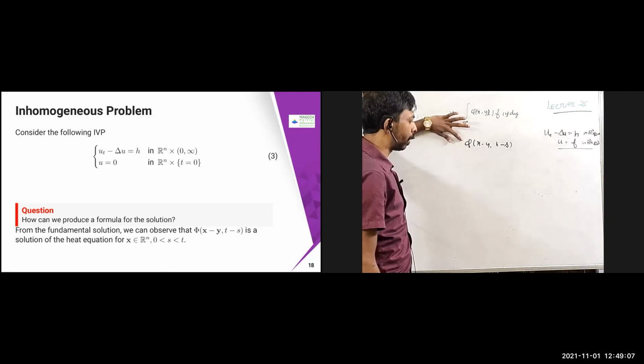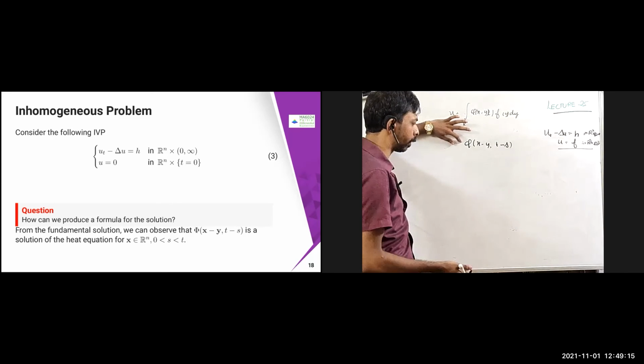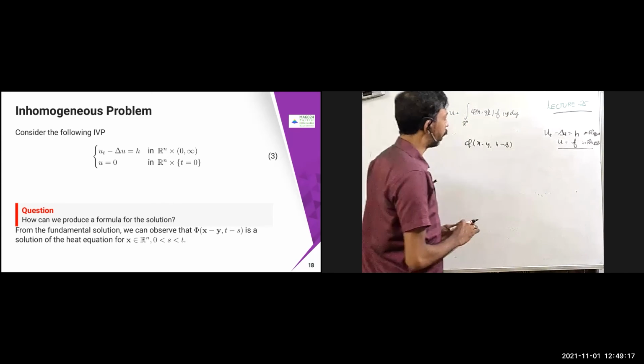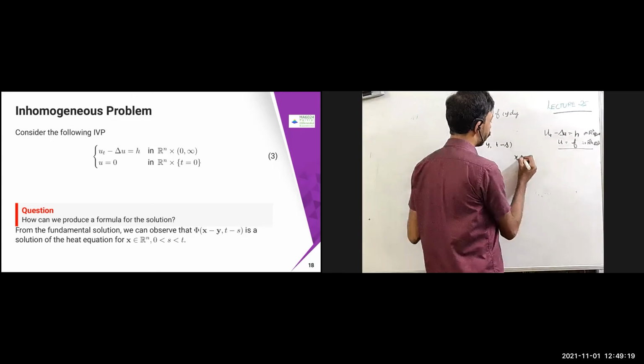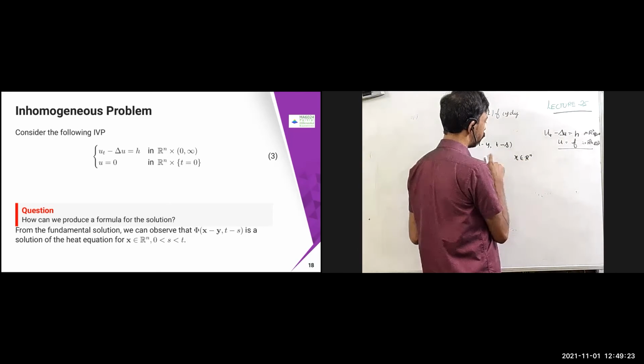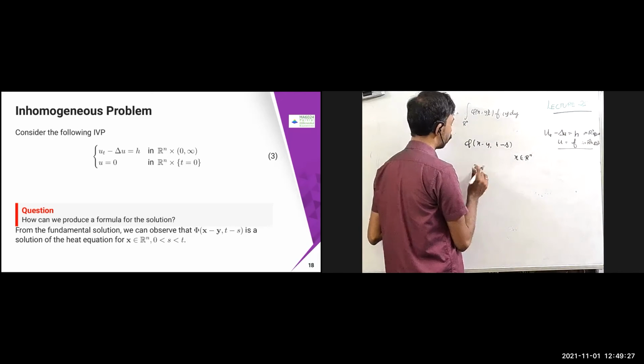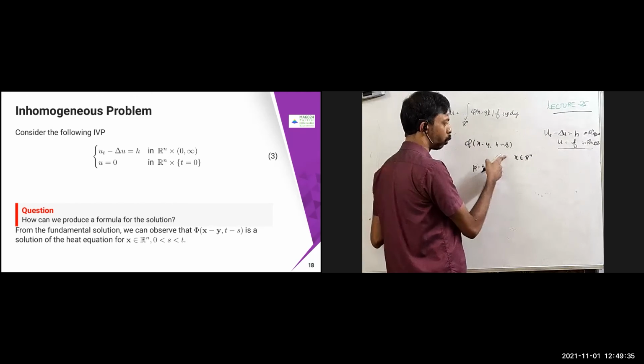From the fundamental solution, Φ of x minus y comma t minus s is also going to be a solution for the heat equation, for all x belongs to R^n. If I rewrite this by substituting, let's put p is equal to t minus s, then I can write this as Φ of x minus y comma p.